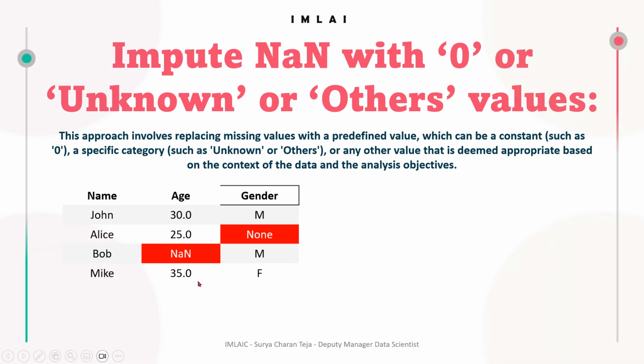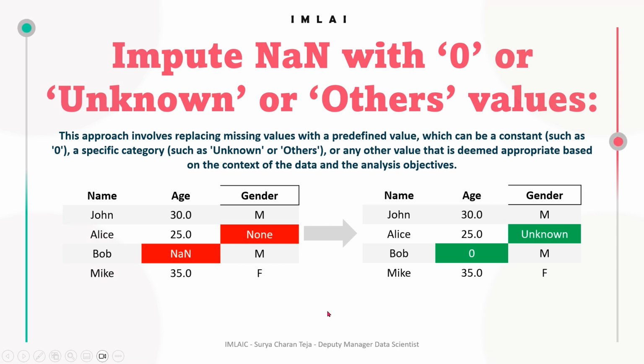So this is the data set we have here on the screen. This data set consists of 3 columns. Out of that, 2 columns have missing values. Age has a missing value which is NaN, and similarly the gender column also has one missing value. So now what I'm going to do is replace these values, age with 0 and gender with unknown, or even here age also we can replace with unknown. 0 obviously doesn't make much sense.